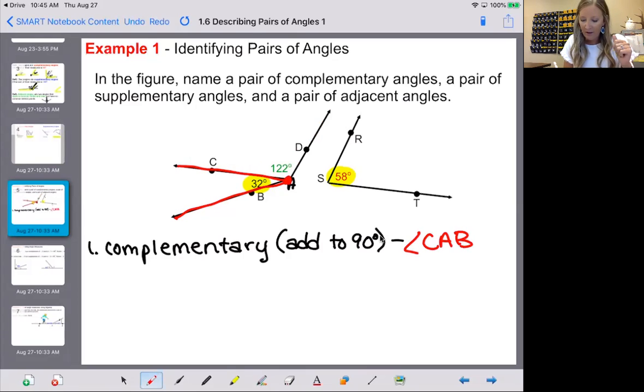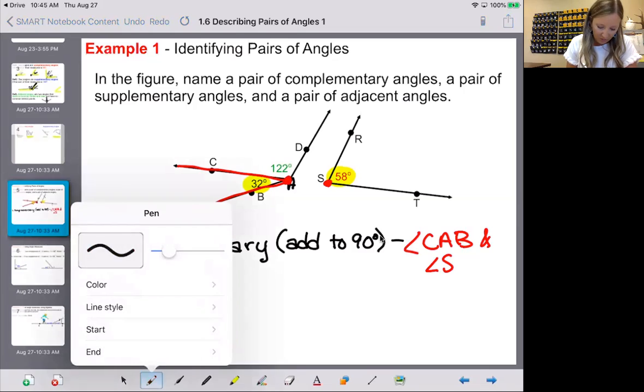Okay, and then that one is complementary to the 58-degree angle, so let's name that one. So angle CAB and angle S. So the reason I can say S is because you see how S is not attached to any other angles, it's only that one angle. You could also call that angle RST or TSR, as long as you have that S in the middle. All right, so that was complementary.